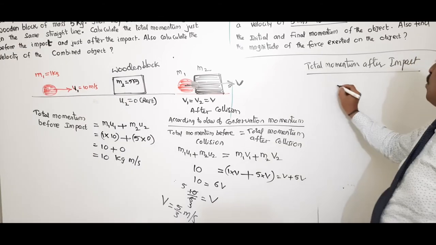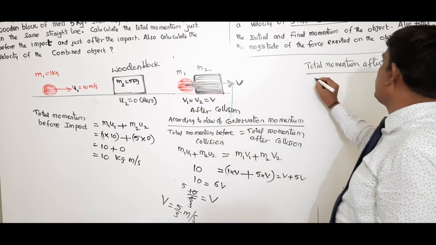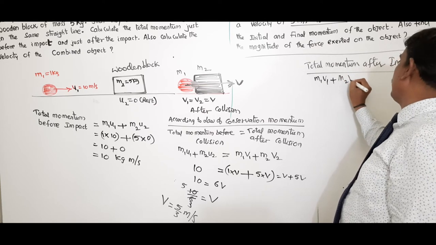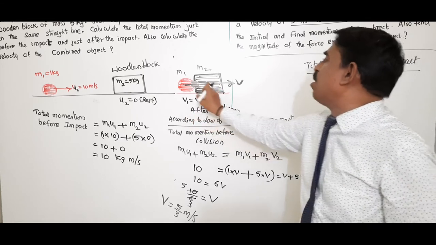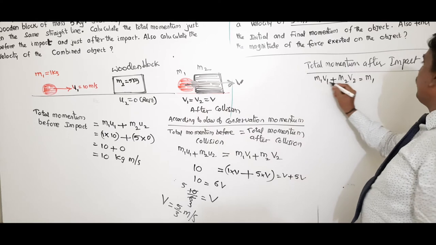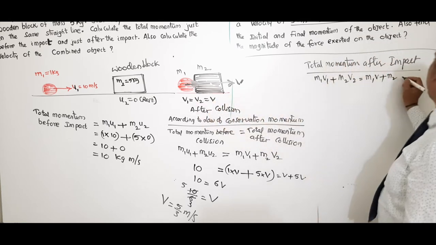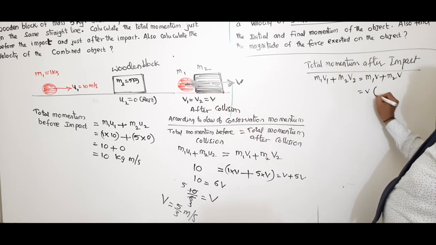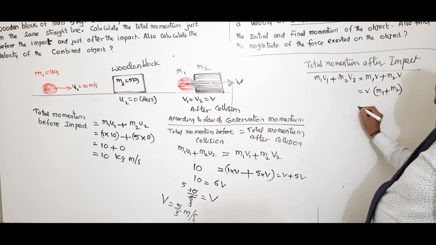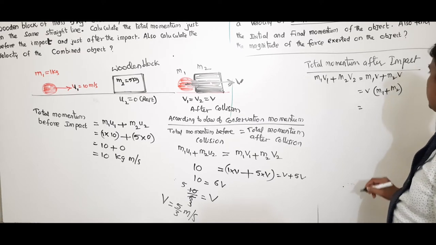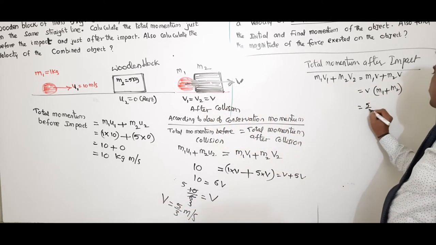That is, total momentum after the impact means M1 V1 plus M2 V2. V1 means V, and V2 means V, because both have the same velocity. V common means M1 plus M2 times V. Now please listen here. V means 5 by 3.